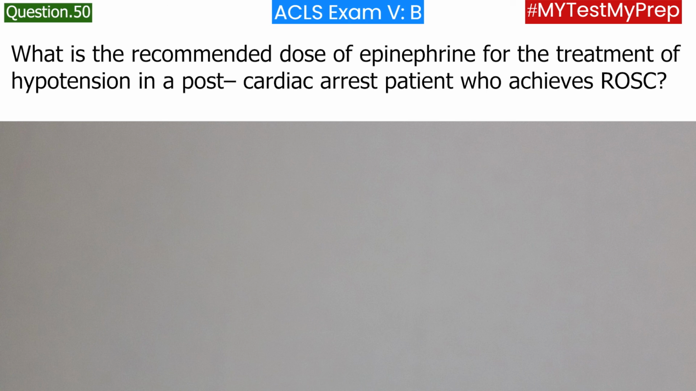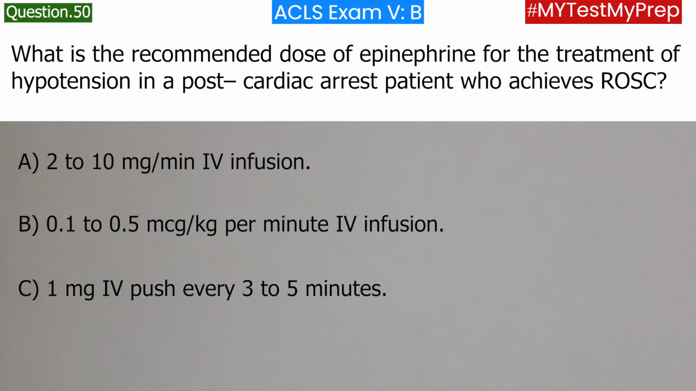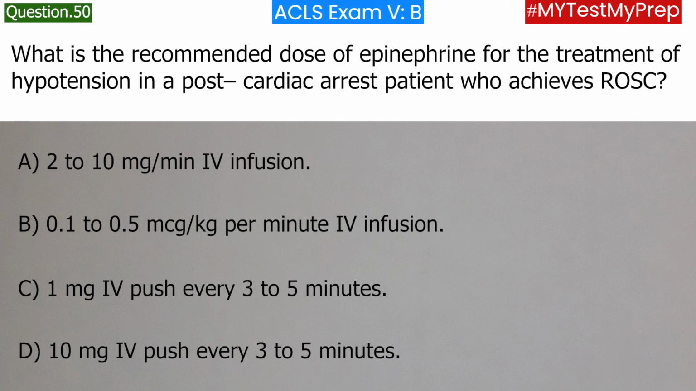What is the recommended dose of epinephrine for the treatment of hypotension in a post-cardiac arrest patient who achieves ROSC? A. 2 to 10 mg per minute for infusion. B. 0.1 to 0.5 micrograms per kilogram per minute for infusion. C. 1 mg IV push every 3 to 5 minutes. D. 10 mg IV push every 3 to 5 minutes. Answer: B. 0.1 to 0.5 micrograms per kilogram per minute for infusion.